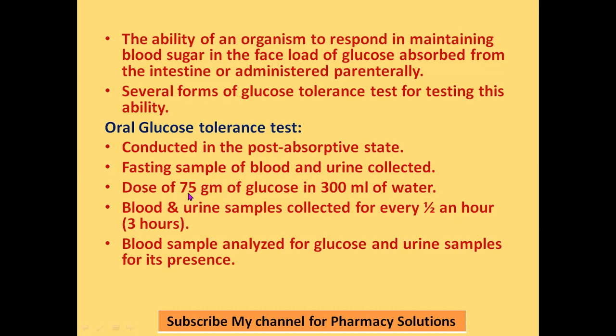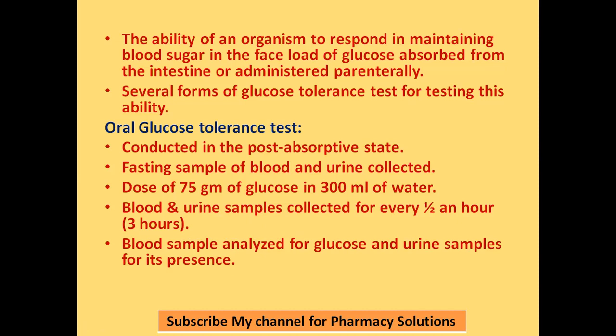After confirming this, you give a dose of 75 grams of glucose in 300 ml of water over a period of 5 minutes. After that, every half an hour, you collect a blood sample as well as a urine sample for 3 hours, and check the concentration of glucose in blood and the presence of glucose in urine. Three hours means 6 samples are collected.